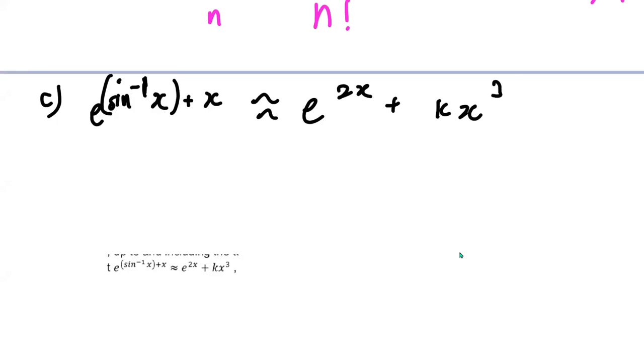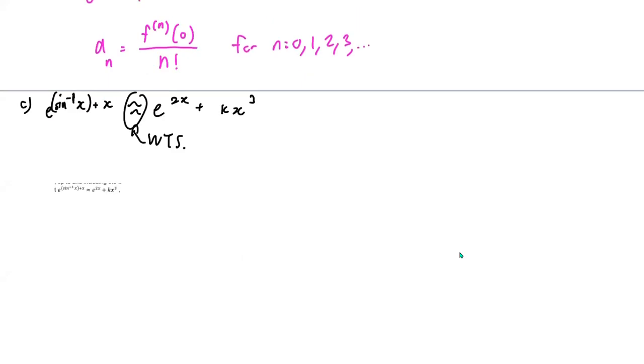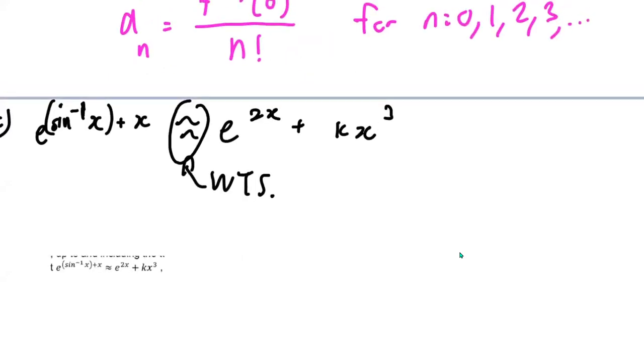Okay, so now how do you show that? WTS, want to show. What you need to see is e power sine inverse x plus x is actually just e power sine inverse x, then you multiply by e power x. Agree so far? Okay.